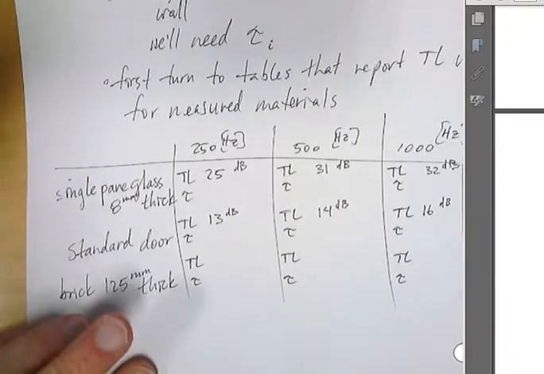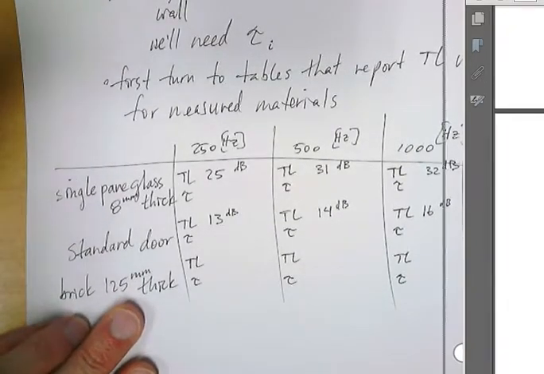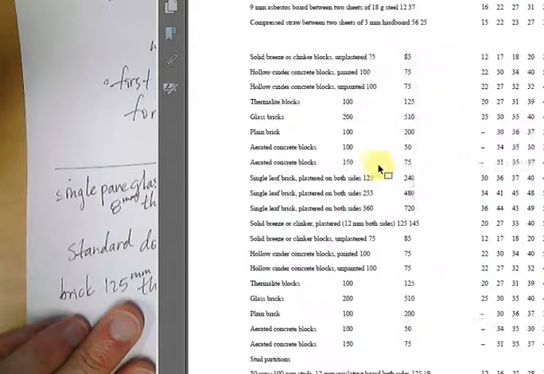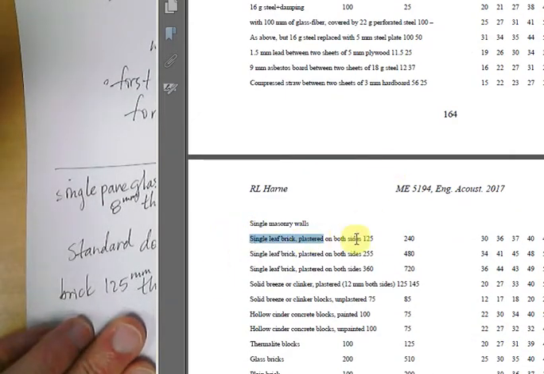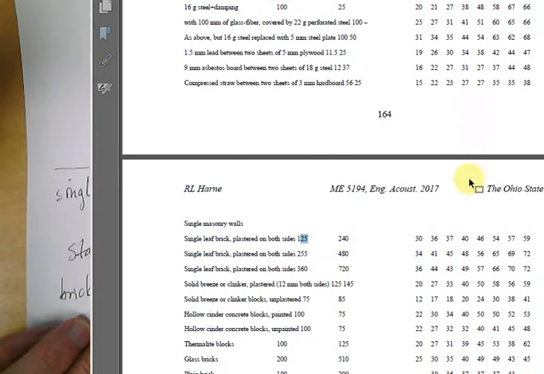And finally, brick of 125mm thickness. So there we go, single leaf brick, 125mm thickness, 3rd, 4th, 5th, 37, 40, and 46.